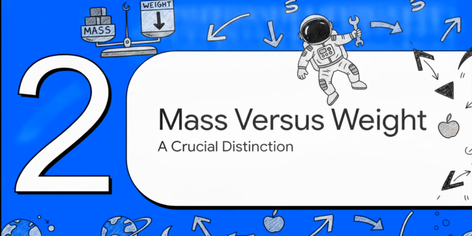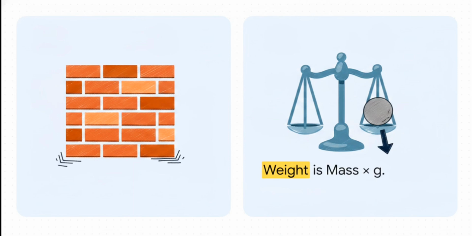Moving right along to Section 2, mass versus weight. This is an absolutely crucial exam distinction. Honestly, this is the ultimate trap that examiners love to set for students. Here's the deal. Your mass is your foundation. It is constant, and it stays exactly the same no matter where you are in the universe. But your weight? That's calculated by taking your mass and multiplying it by g, the local gravity. So since gravity changes depending on where you are, your weight can totally change, even though your mass never does. Don't let them trick you on that.